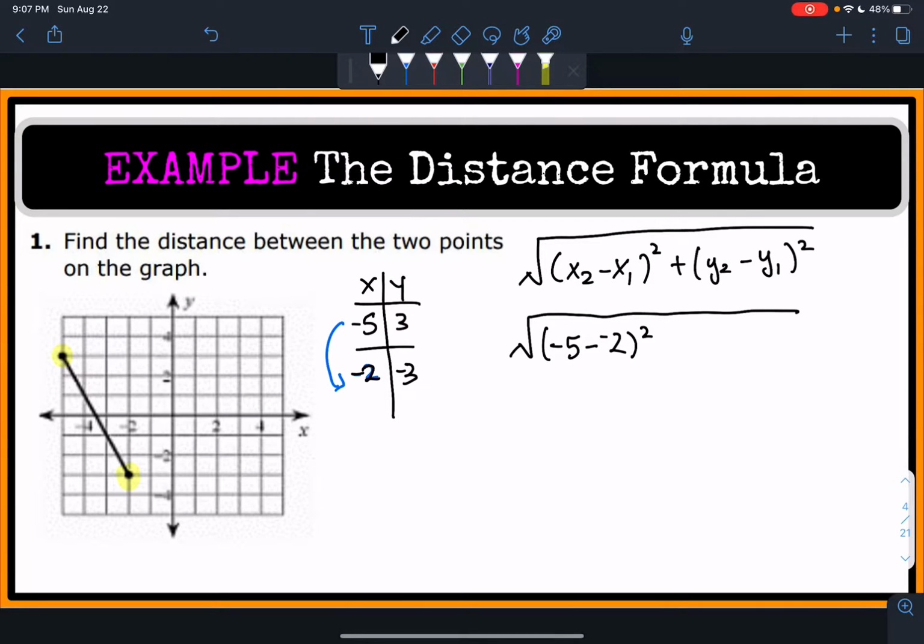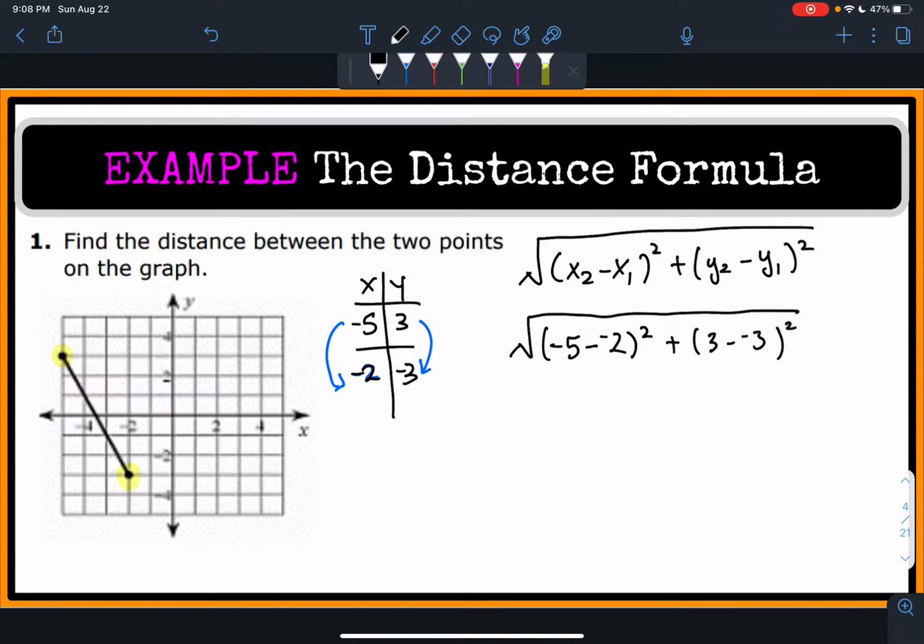And we're going to raise that to the second power. We're now going to subtract the second y by the first y. So our second y is the one on top, our first y is the one on the bottom, y1 would be the one on the bottom. And again, if you write this in a different order, it would not make a difference. You'll still get the same answer. We have 3 minus -3, and that's also going to be raised to the second power.